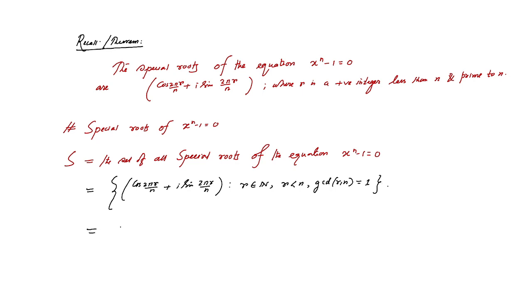So that means we can write here (cos(2π/n) plus i sin(2π/n)) whole to the power r, such that r belongs to the natural numbers, r is less than n, and GCD of r and n equals 1.